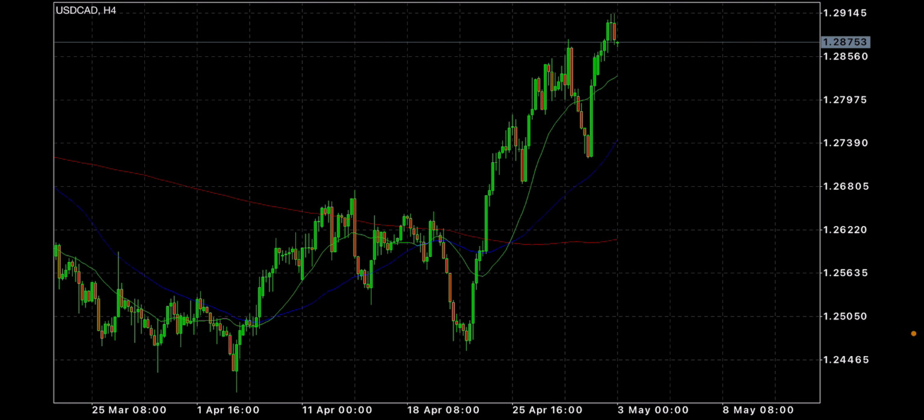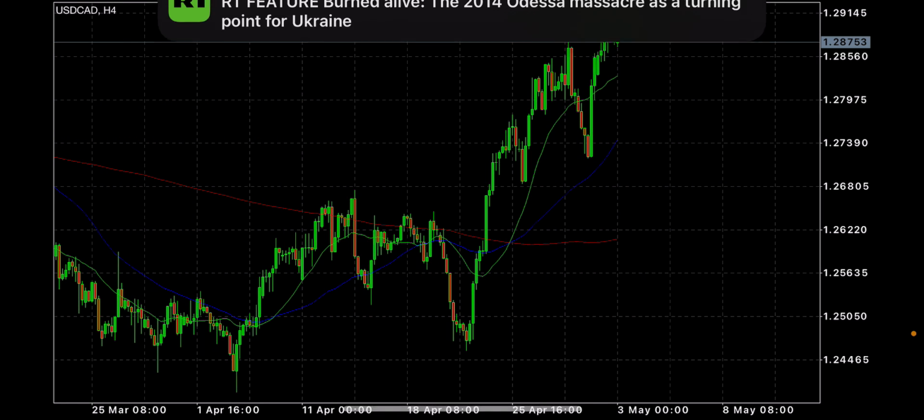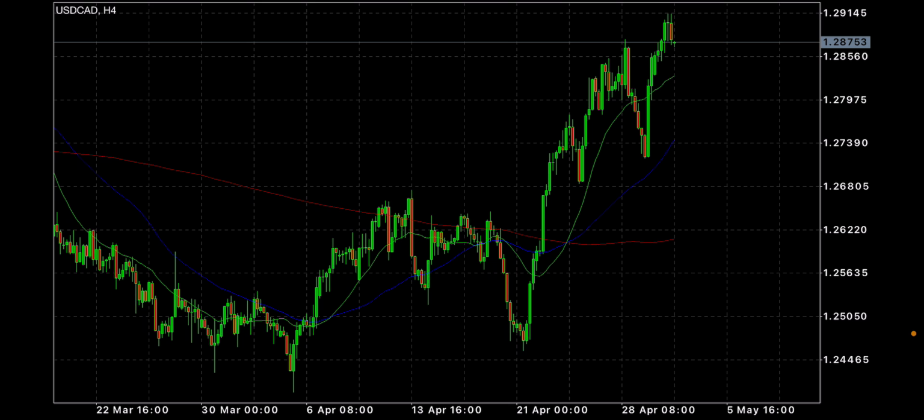So with that said, let's go ahead and break down this chart and this Forex pair, starting with the Forex pair first, because we deal with technical analysis last and fundamental analysis first. So let us discuss what's happening with the CAD.